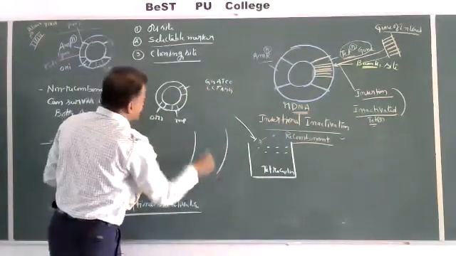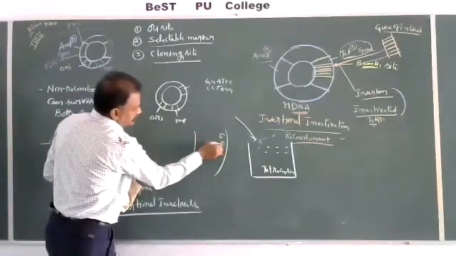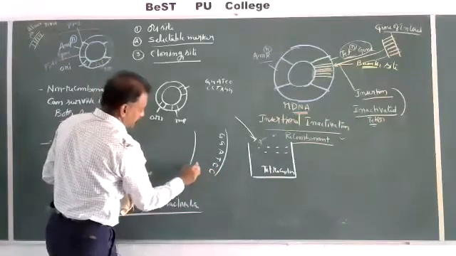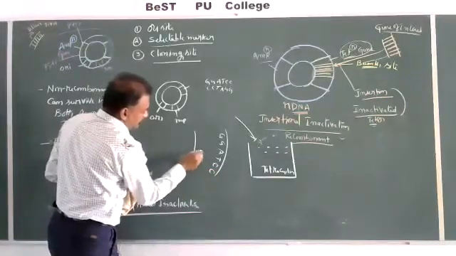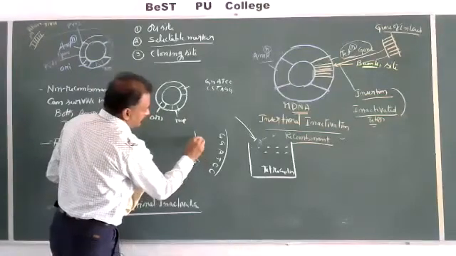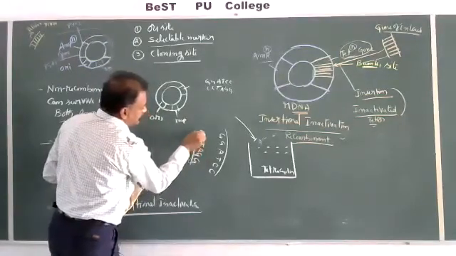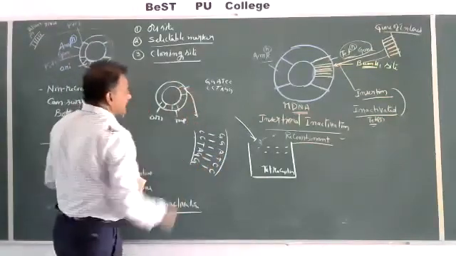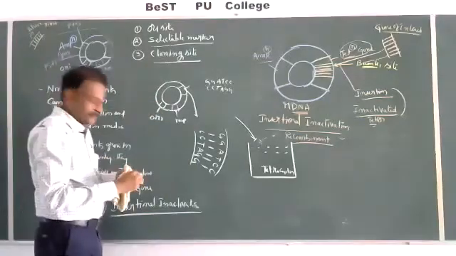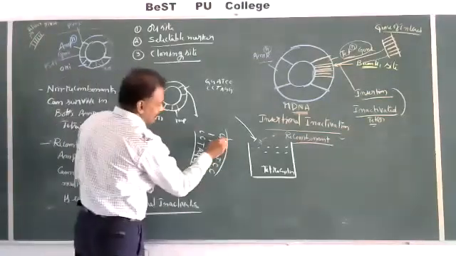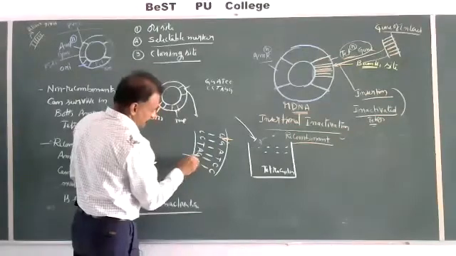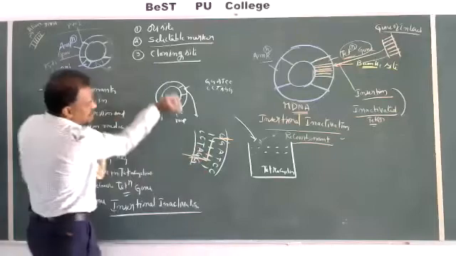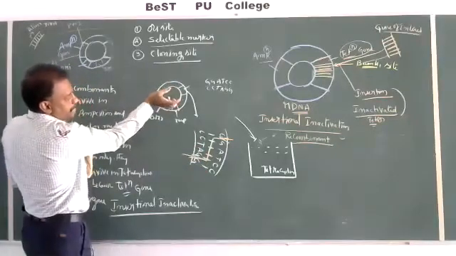I wish to show this. GG, AT, CC. So this part, whenever we apply that particular enzyme, it will come and cut here, here, so it will break. This round structure will open.